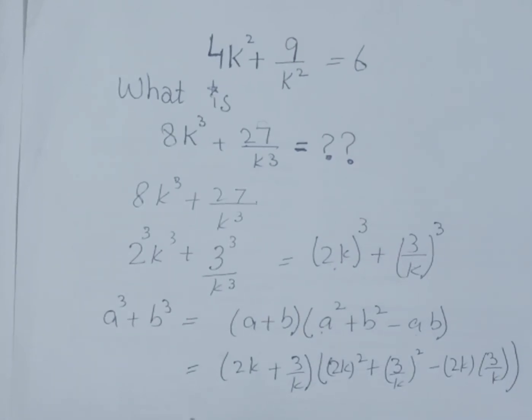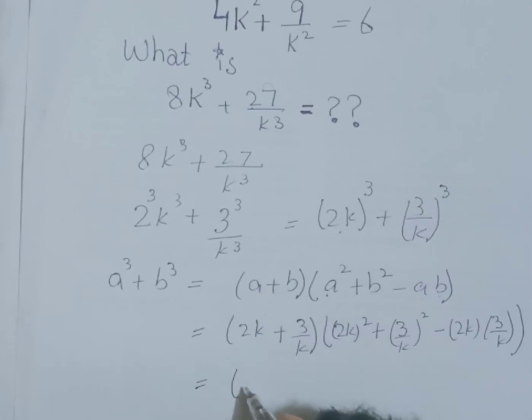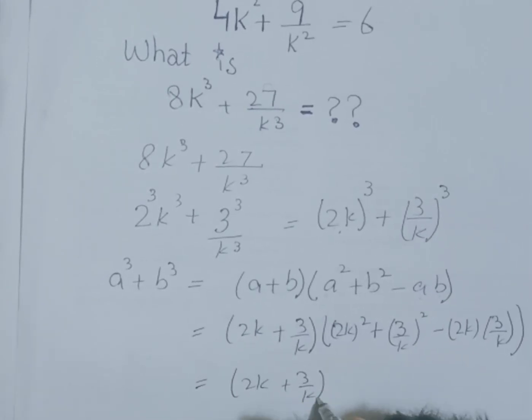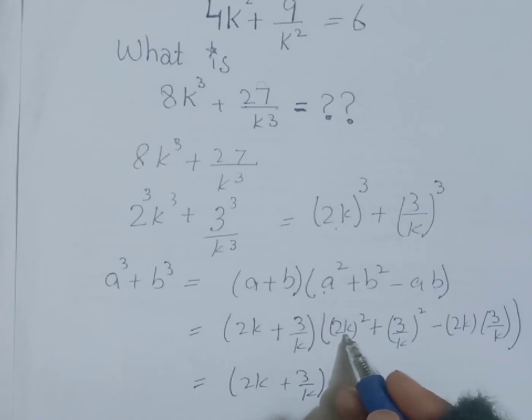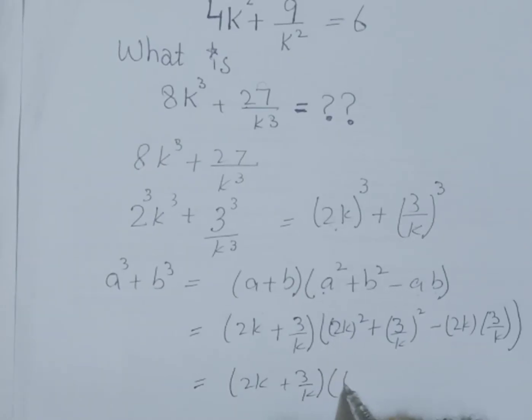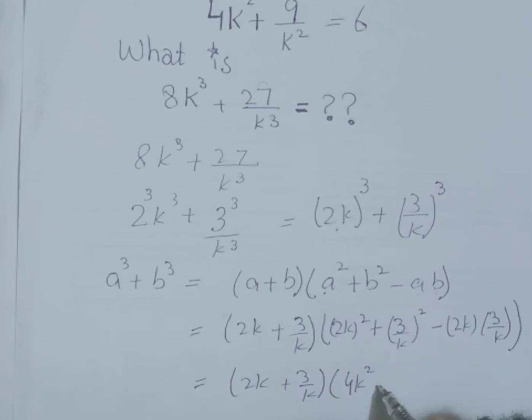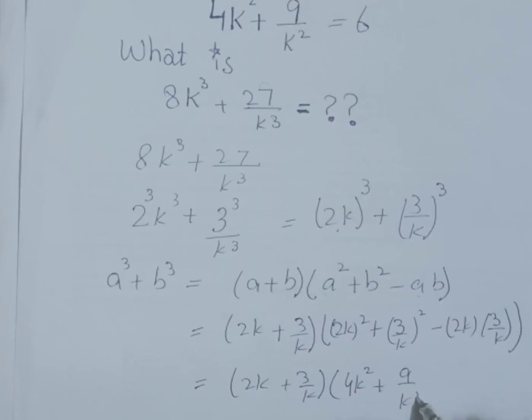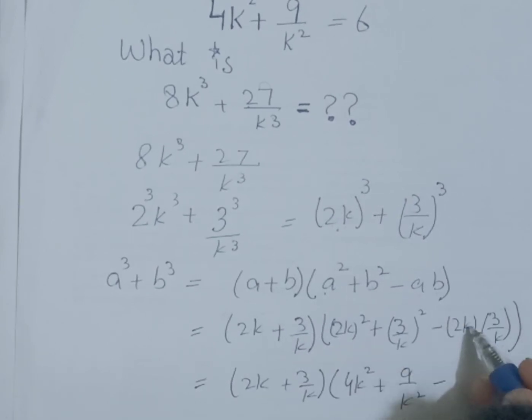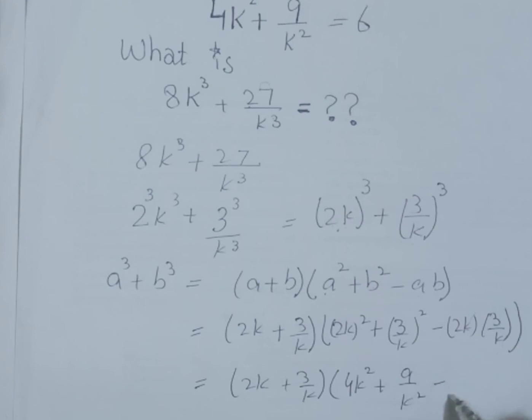And after that we simplify this value. This is our 2k plus 3 over k, so this will become 4k square, and this will become 9 over k square. And look at this, k and k cancel, and 2 3s are 6.